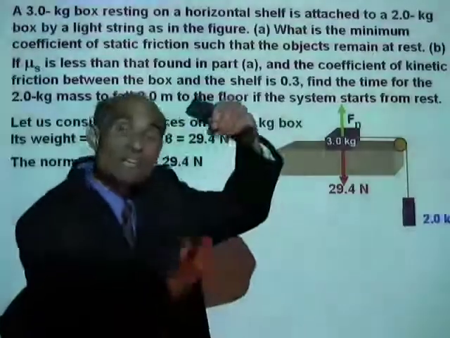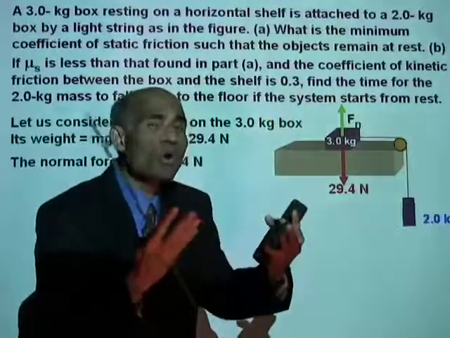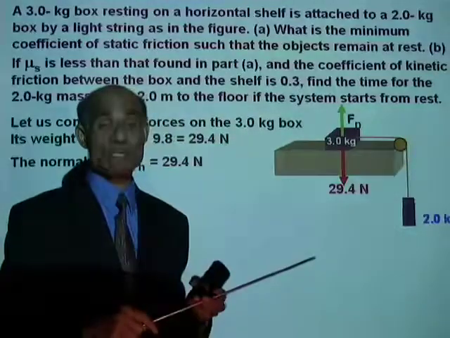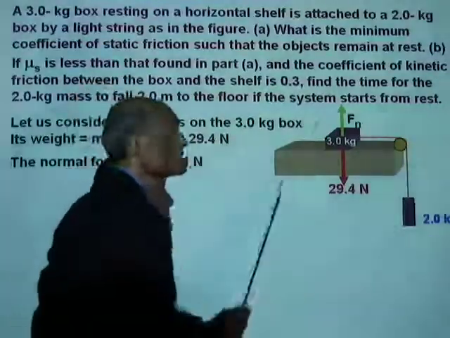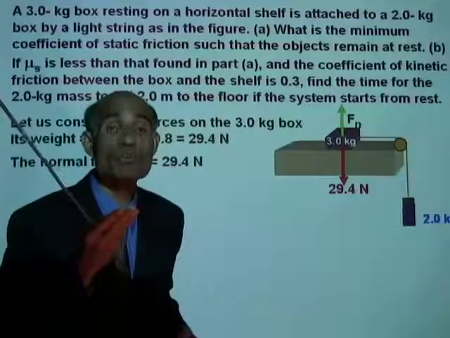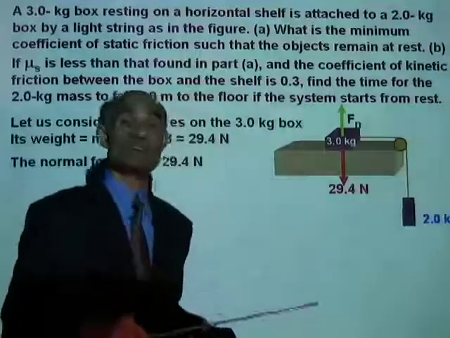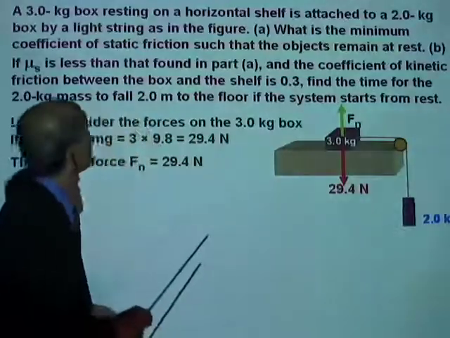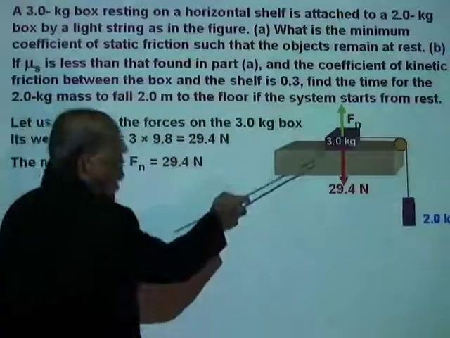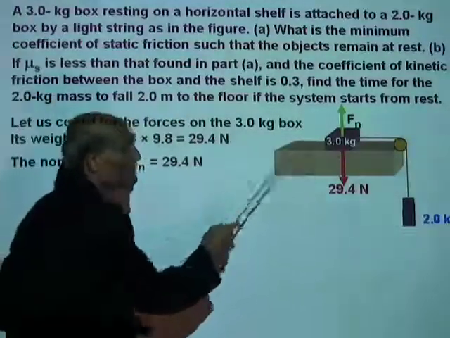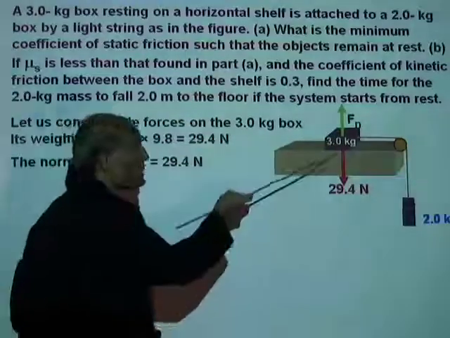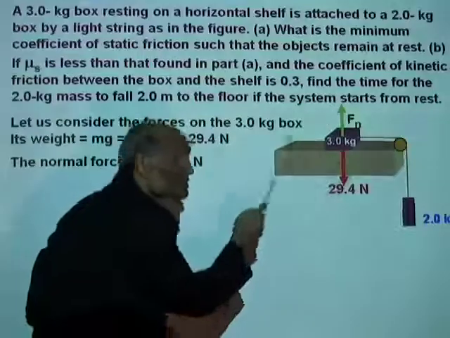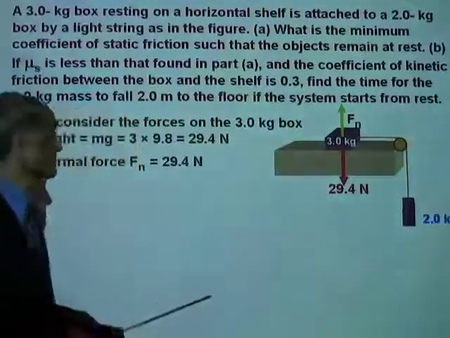Now, they cancel each other. They really don't play a role in the motion of that box, do they? No. But you need them because we need the normal force to calculate the frictional force. So, the two vertical forces acting on the box are the weight 29.4 acting vertically down, and the normal force Fn, which is equal to 29.4.